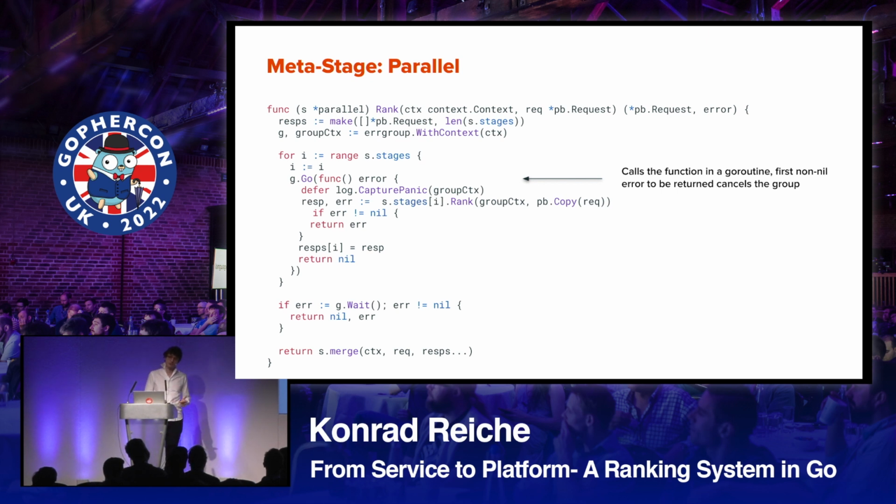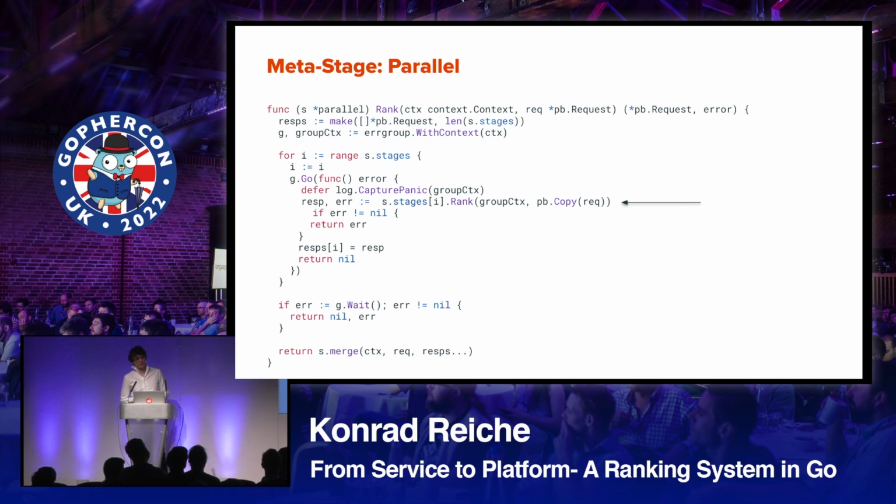Okay, so each stage is called in its own Go routine. And here we pass a copy of the request to the next stage. Why do you think we do this? Because each stage might modify the request. And so we copy it to avoid data races or having to synchronize access to it at all. Okay, and then we block and wait until all Go routines are finished. And then, because we copied the request, merge all responses back into the original request.